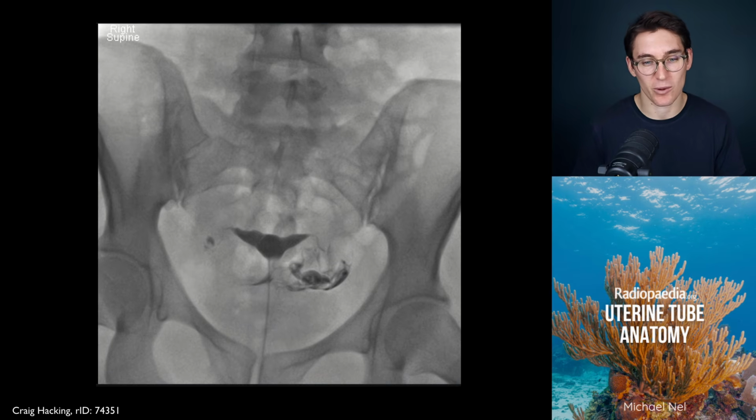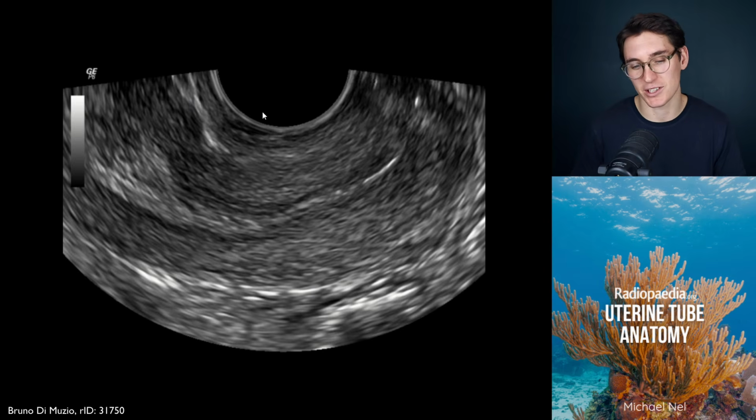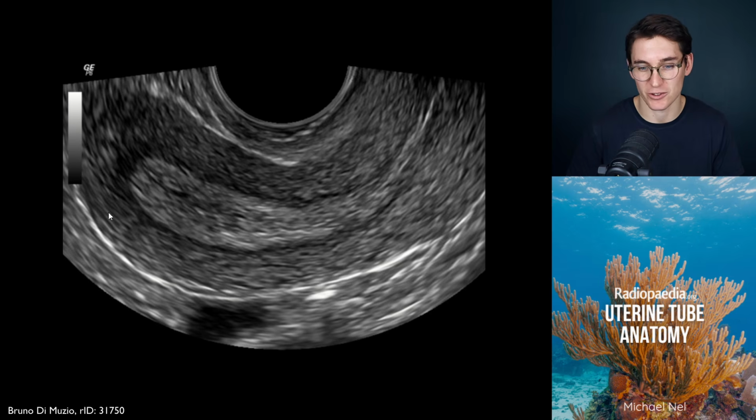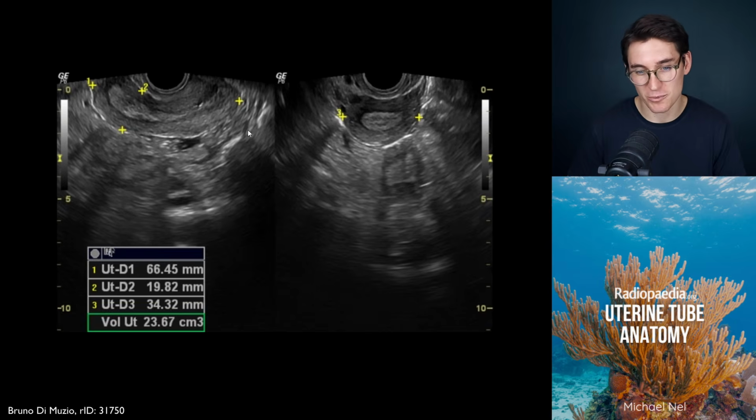Now let's have a look at what these structures look like on an ultrasound. Here we've got a transvaginal ultrasound, so the probe is within the vagina. We can see a longitudinal axis of the uterus here, the endometrium. The uterus is extending over our probe. If we turn the probe 90 degrees, we can see the transverse through the uterus here, the transverse section of the uterus, and we can use this longitudinal and transverse view to measure the uterus, measure the volume of the uterus here, both on transverse and longitudinal sections.